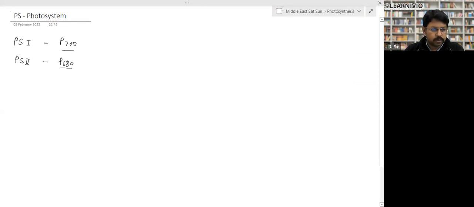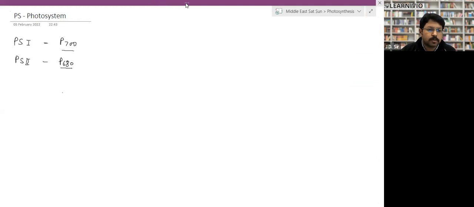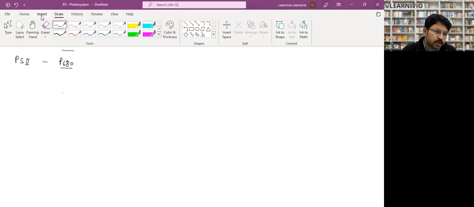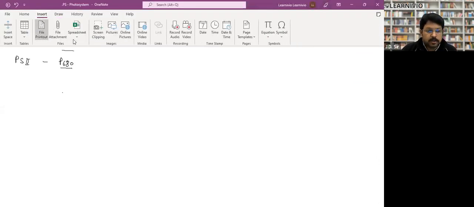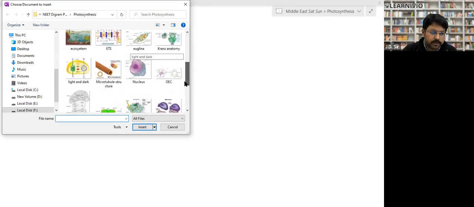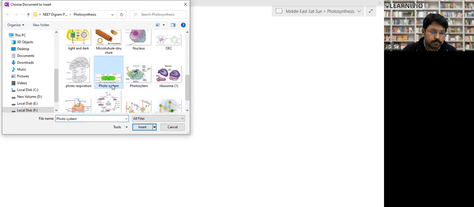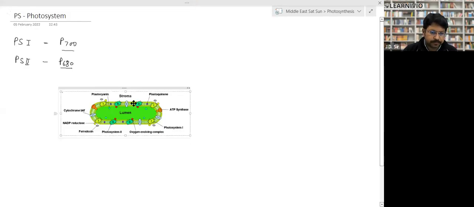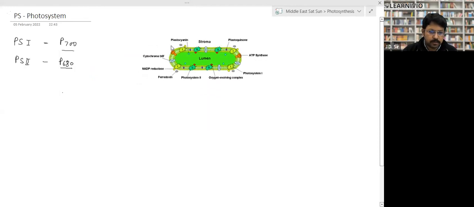So what are the photosystems? There are two types of photosystem. Now, let me make it clearer: what is the location of photosystem, how they are composed, and what is their function. First, what is the location of photosystem, where are they actually found? Look, this is the diagram for both of the photosystems.